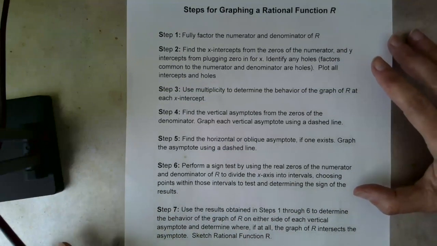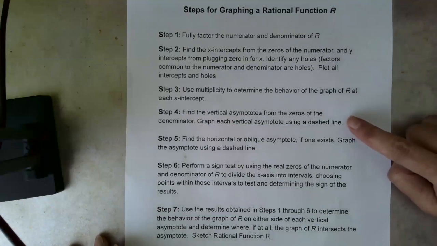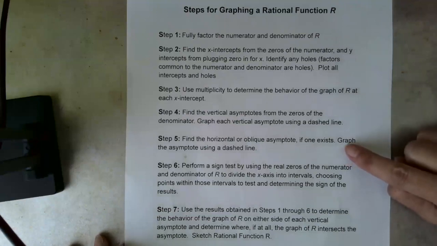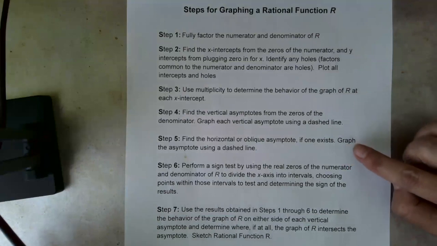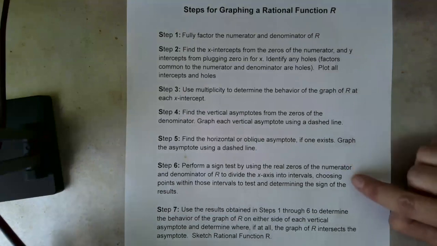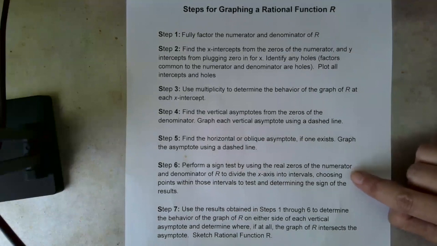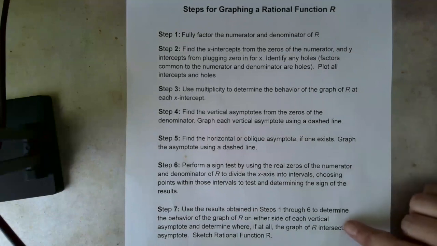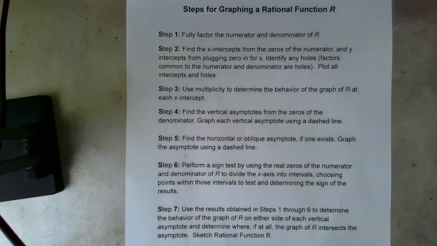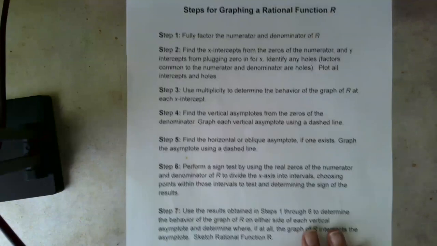We took a look at multiplicity and how it tells us what happens on either side of an x-intercept. We found our vertical asymptotes. We found our horizontal, oblique, or sometimes no asymptote. And right now we're going to perform a sign test. We're then going to use that information along with all the other information to actually graph. All right, let's get right into it and perform a sign test.